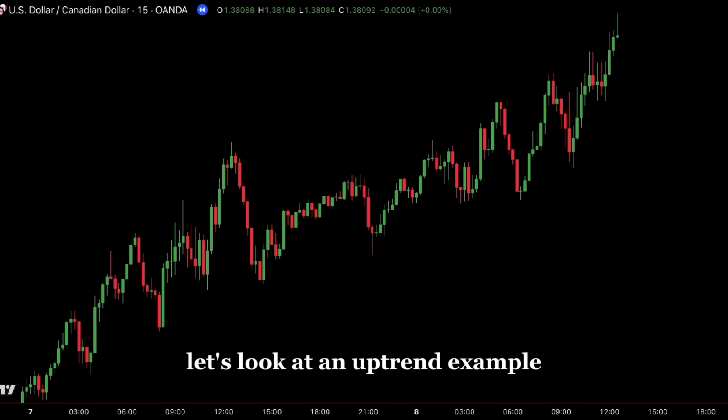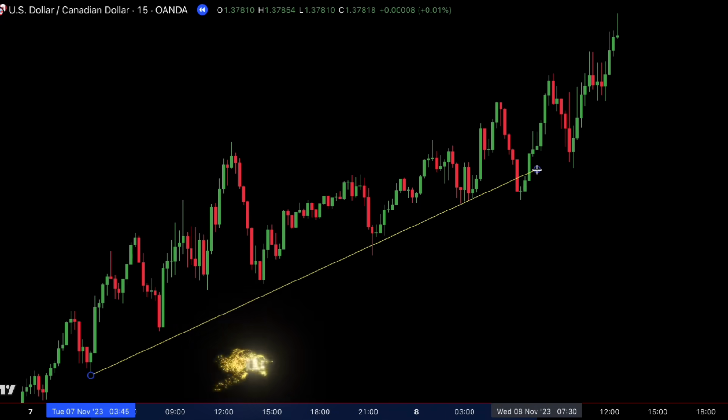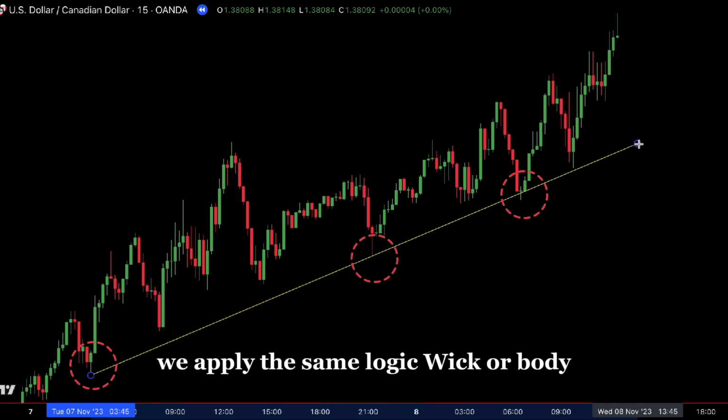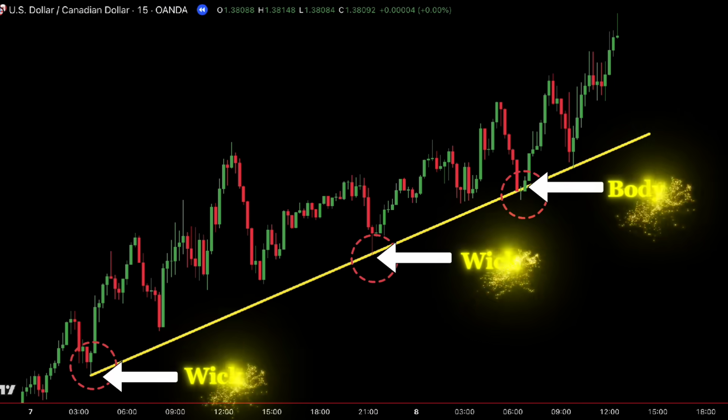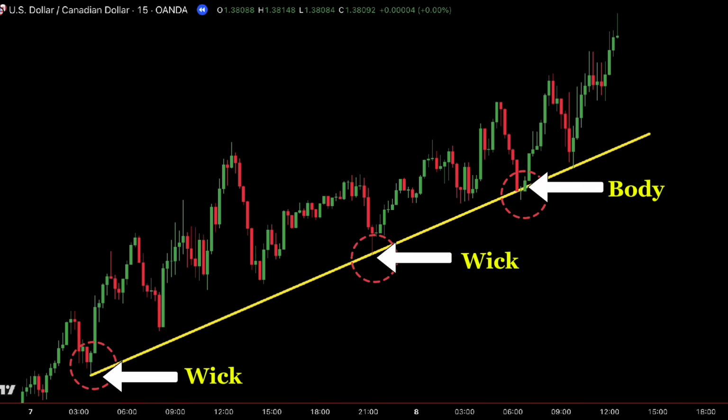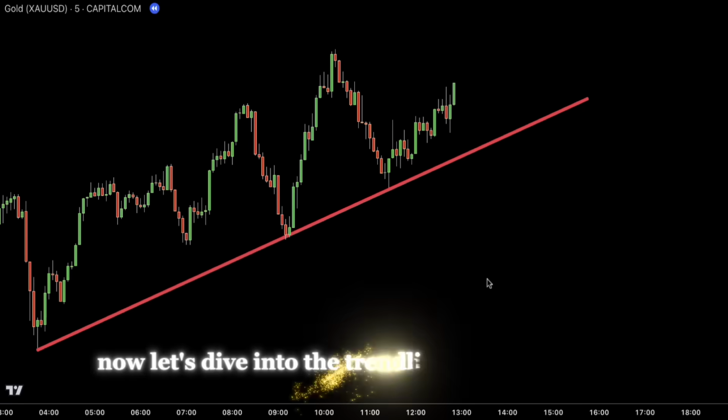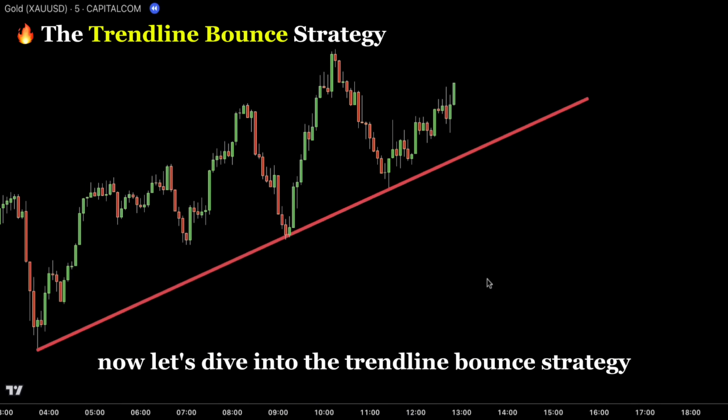Let's look at an uptrend example now. As we draw a bottom trend line connecting the swing lows, we apply the same logic. Wick or body, it doesn't matter. What matters is the number of meaningful touches. Now, let's dive into the trendline bounce strategy.